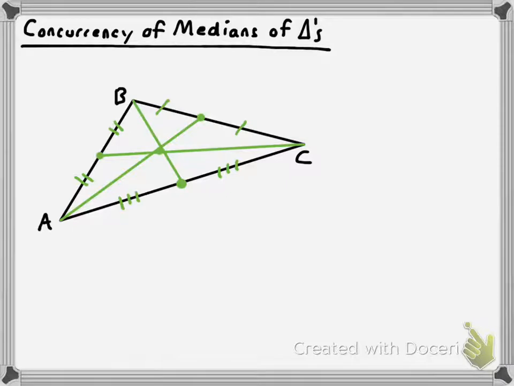I want to give some names to these midpoints. So let's just say we've got point D, E, and F. Those are all midpoints of their respective sides. And let's call the point of concurrency there point P. So we can see that the medians are concurrent, and the point of concurrency of medians turns out to be called a centroid.